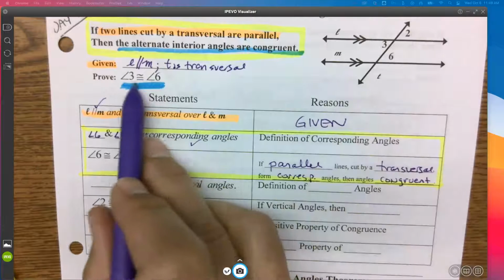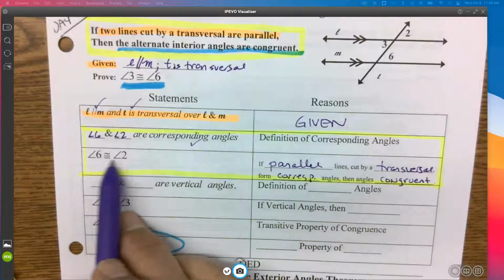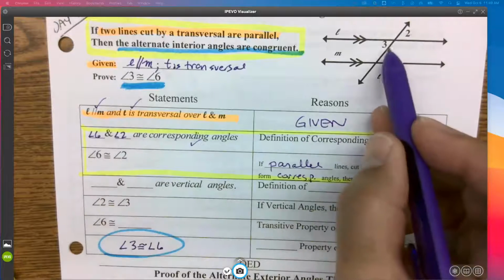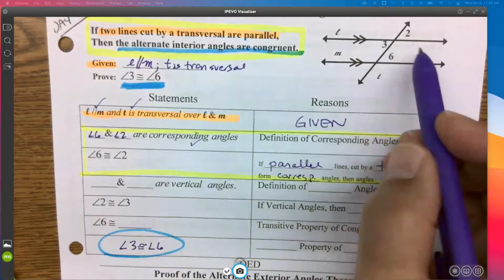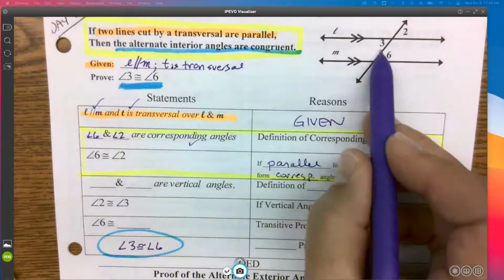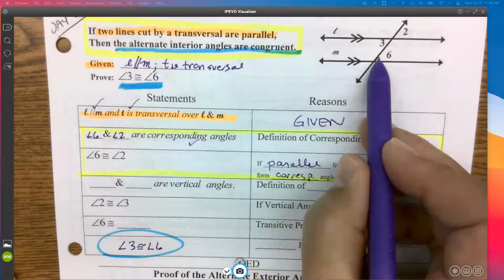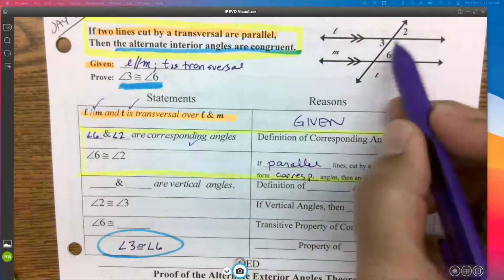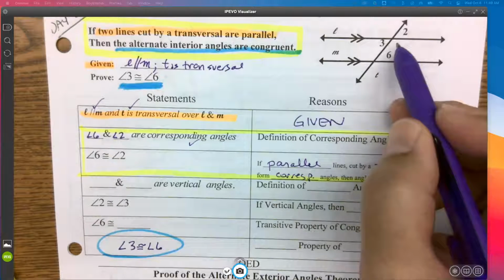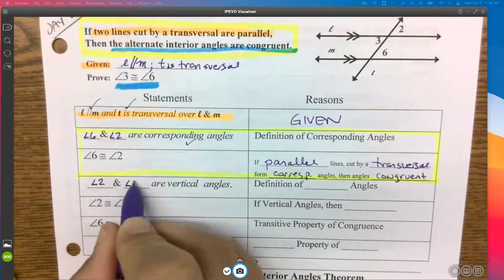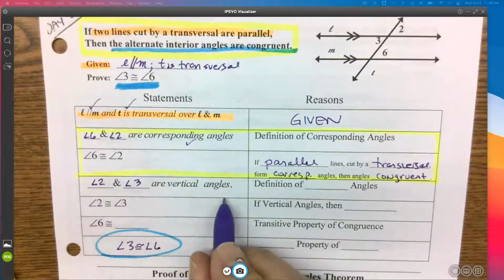We want to get 6 and 3. We've got 6 and 2. Who's left to get in the game? 3. So we need to figure out how 3 fits in. Well, 3 could fit in with 6, but since we're trying to prove alternate interior angles, that's probably not going to be known yet. We're trying to get to that in the end. What's the relationship between 3 and 2? They're vertical angles. So we say that angle 2 and angle 3 are vertical angles.